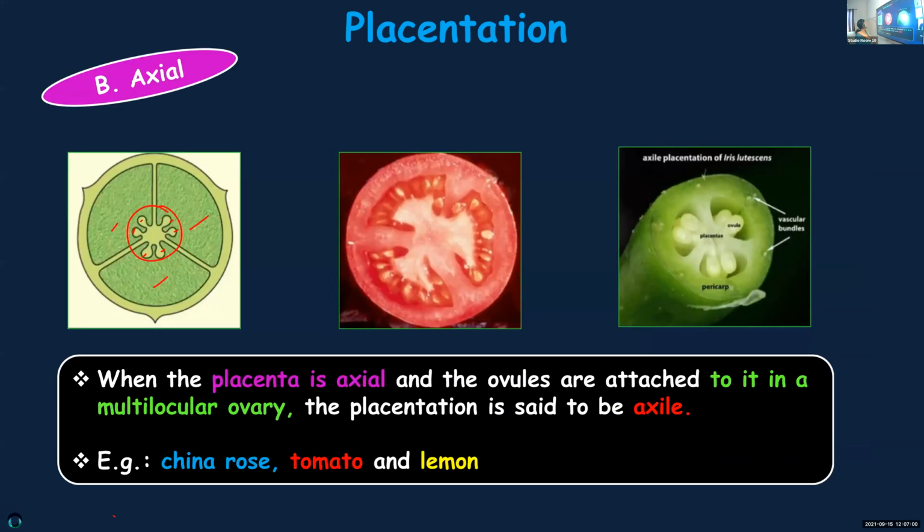We started with axial placentation. Here, the placenta is axial and the ovules are attached to it in a multilocular ovary, and therefore the placentation is said to be axial placentation.